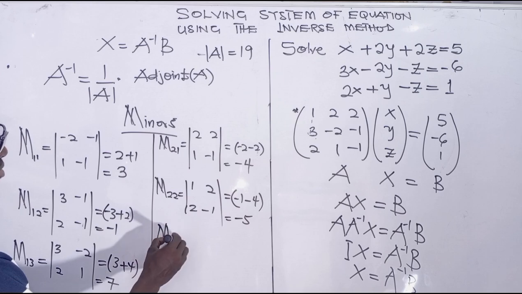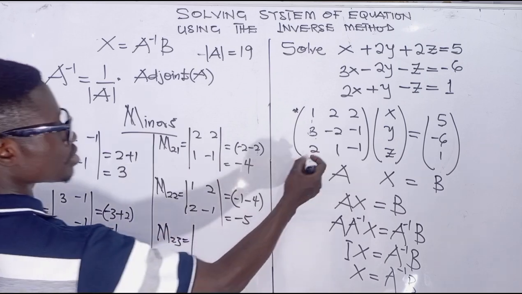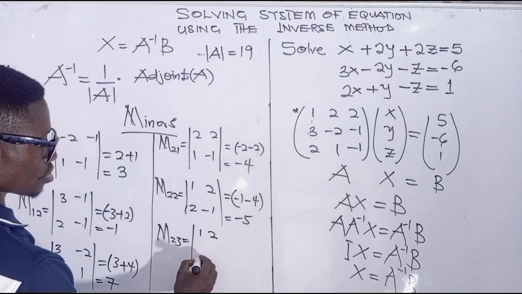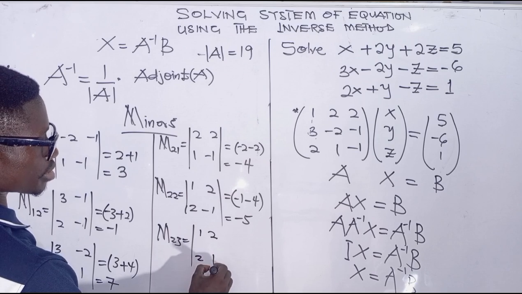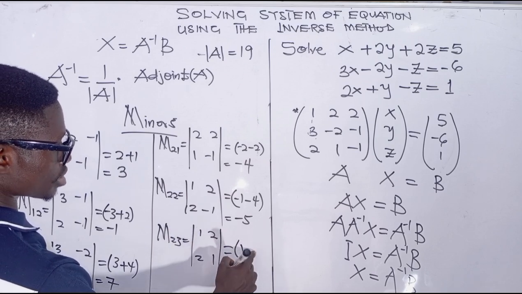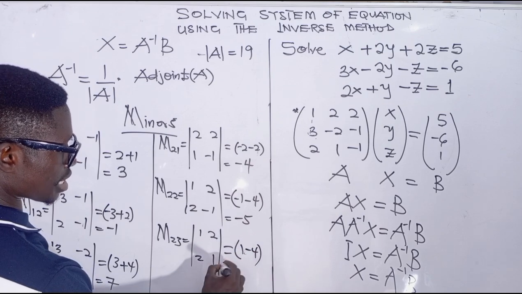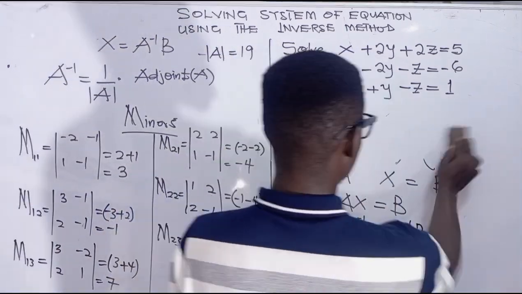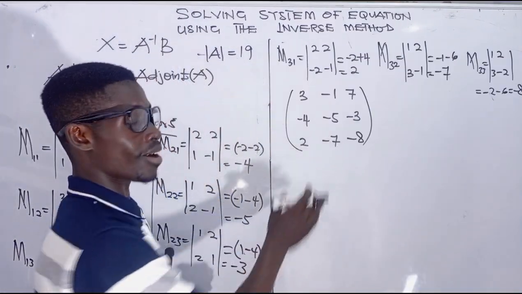Then we look at M2,3. So we are going to collapse this and that. We will be left with 1, 2, 2, 1. So we have 1 minus 4. That gives us negative 3. We are going to follow the same approach to find the rest of the minors. So these are our minors.